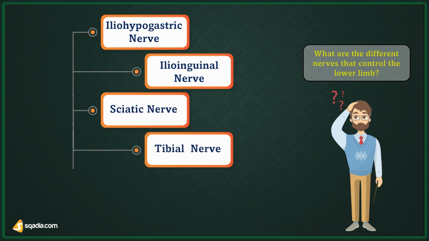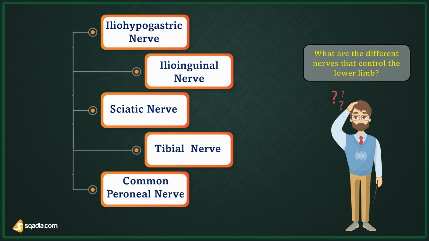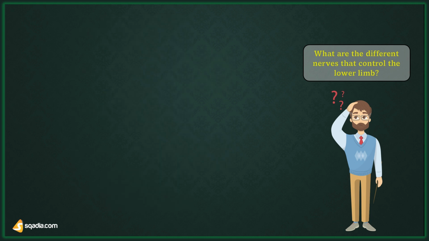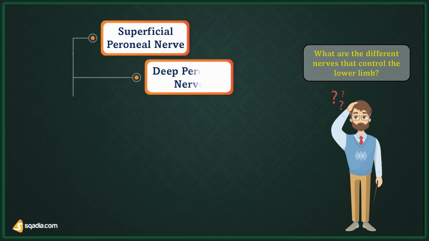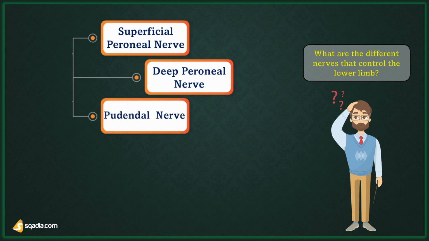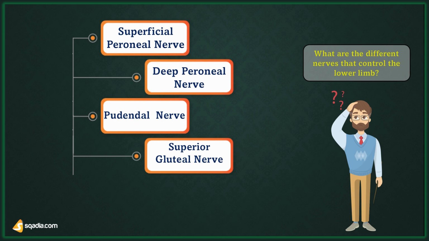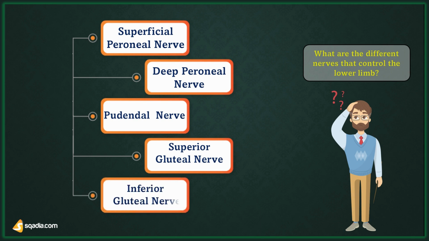Thickest nerve of the human body. Tibial nerve, terminal branch of sciatic nerve. Common peroneal nerve, and its two branches. Superficial peroneal nerve. Deep peroneal nerve. Then we have the pudendal nerve. Superior gluteal nerve. Inferior gluteal nerve.